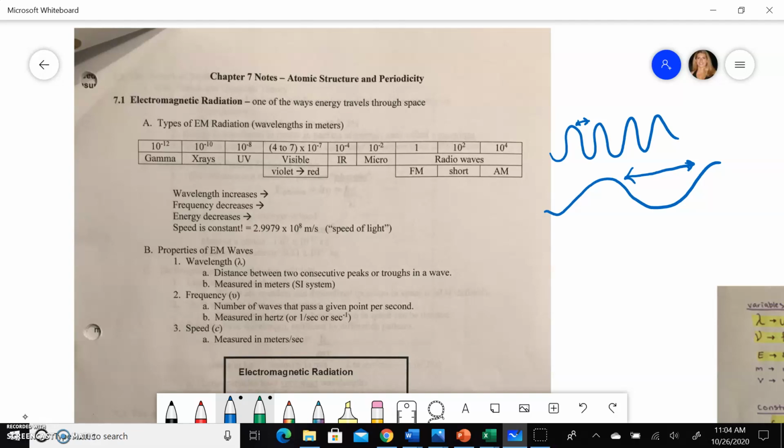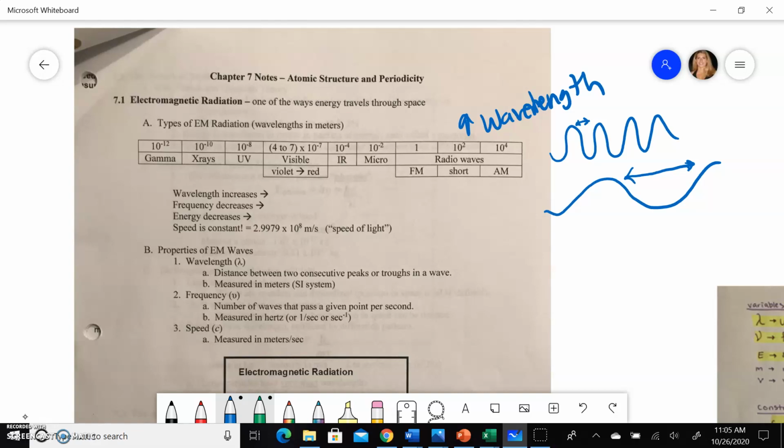And the data table that I have there, the wavelength increases to the right. That's what that right arrow is showing, is that as you go to the right, this one would have the biggest wavelength. And then gamma would have the smallest wavelength. Notice that frequency and energy are inversely related. So as you go to the right, frequency decreases.